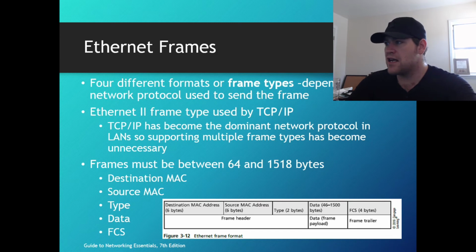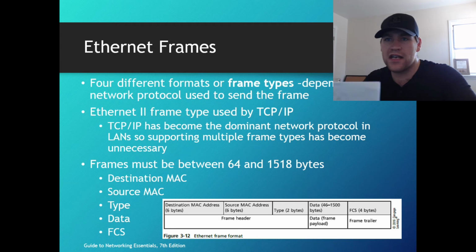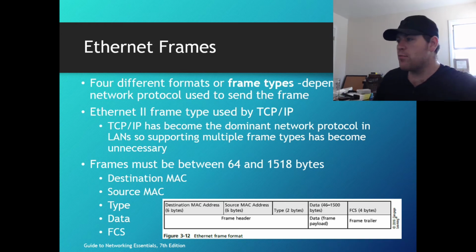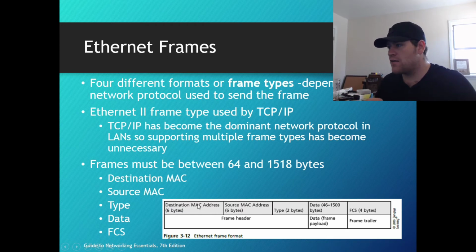Some information about it: Ethernet Type 2 is always going to be included, even though it's not really necessary anymore, because other network protocols aren't really common. You still always have a frame type. So if you look at the portions of a completed frame, we have the frame header and the frame trailer. The header is comprised of a total of 14 bytes.